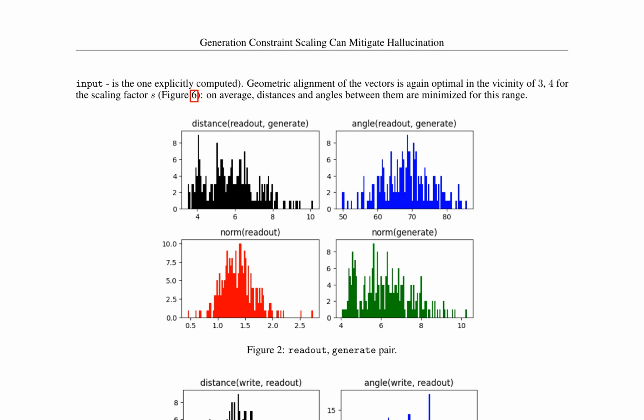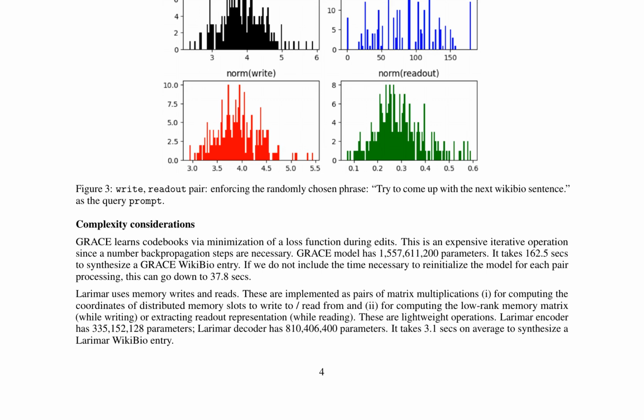The paper proposes scaling up the length of the readout vector by a factor of 3 to 4 for all samples to keep its distance to the write vector approximately at a minimum and subsequently expect to get hallucination-optimized generations. This results in a maximum Rouge-L score of 0.72, significantly better than Grace's 0.49, and analogous benefits reflected in Jaccard scores. Furthermore, the paper discusses complexity considerations, comparing Grace and Larimar.